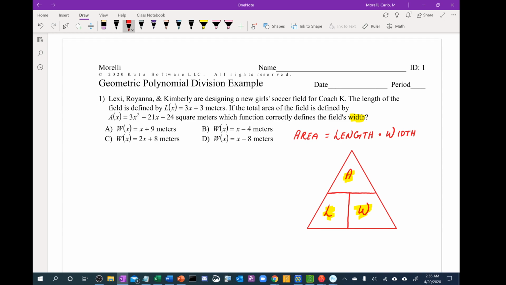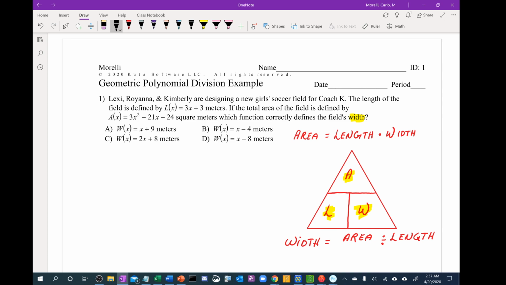We'll write down here that width is equal to area divided by length. Okay, so let's take that knowledge and apply it to this problem.